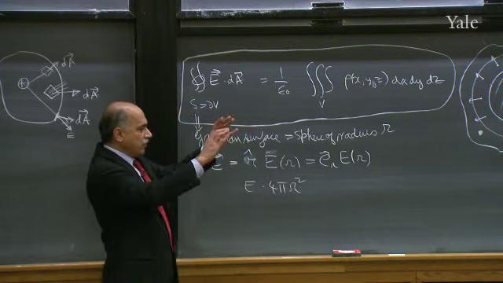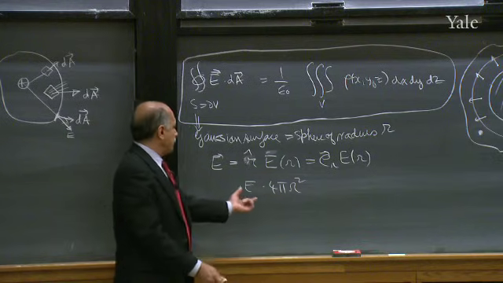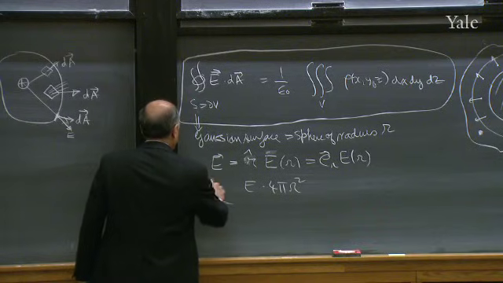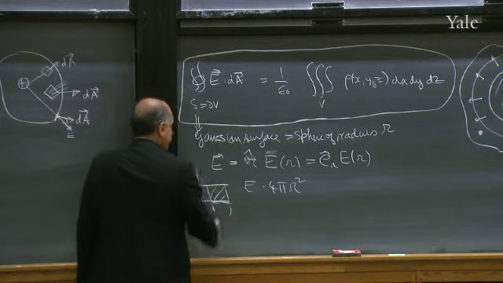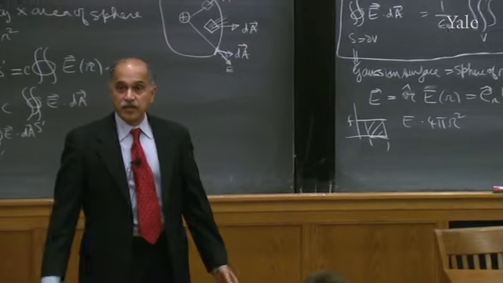Because E is a constant on the surface, the integral of a constant on the surface is the constant times the area of the surface. It's like saying if you want to integrate a function which is constant from here to here, it's the constant height multiplied by the interval over which you're integrating. There's no integral to do. It's very trivial. It's a rectangle.